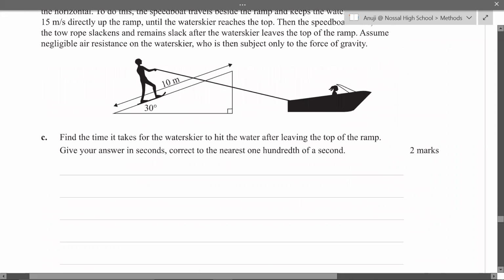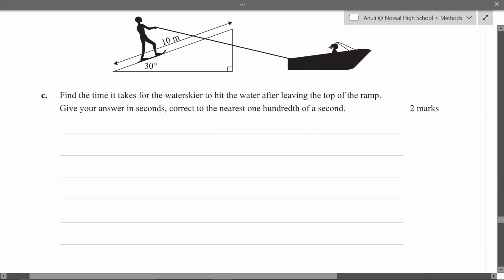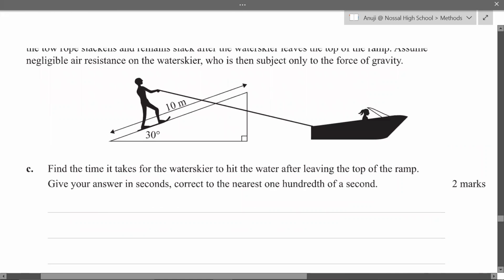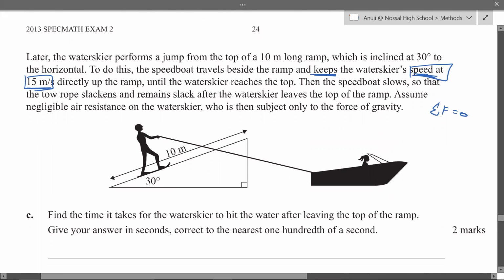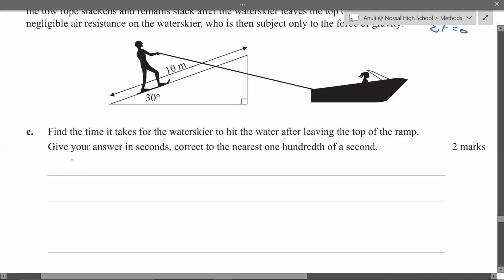Yeah, so part C is this guy going up a ramp. This is just equations of motion, because the speedboat slows, but it keeps the water skier's speed at this one speed. So it's constant acceleration, but also F net equals 0, because there is no acceleration as the speed is kept at this one speed. That's how you know you're supposed to use constant acceleration formulas, because if you try to use F net or something, it's equal to 0, so that won't be much help.